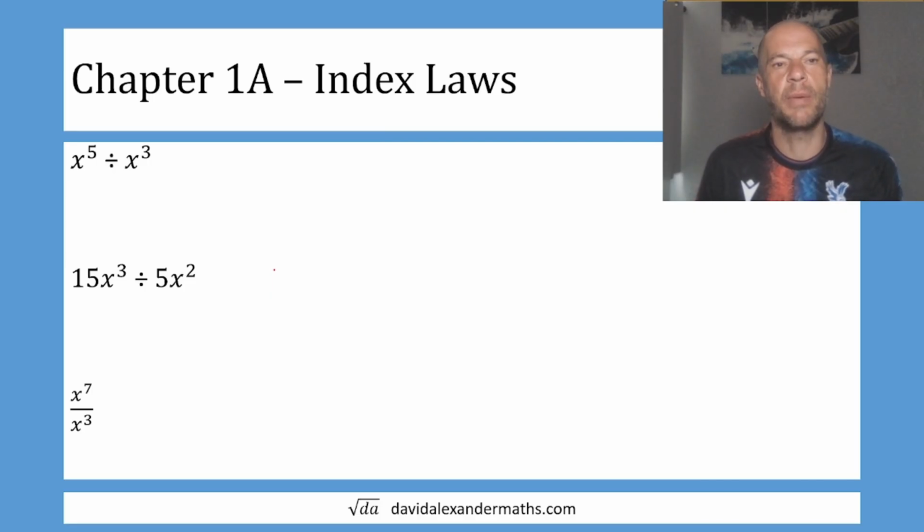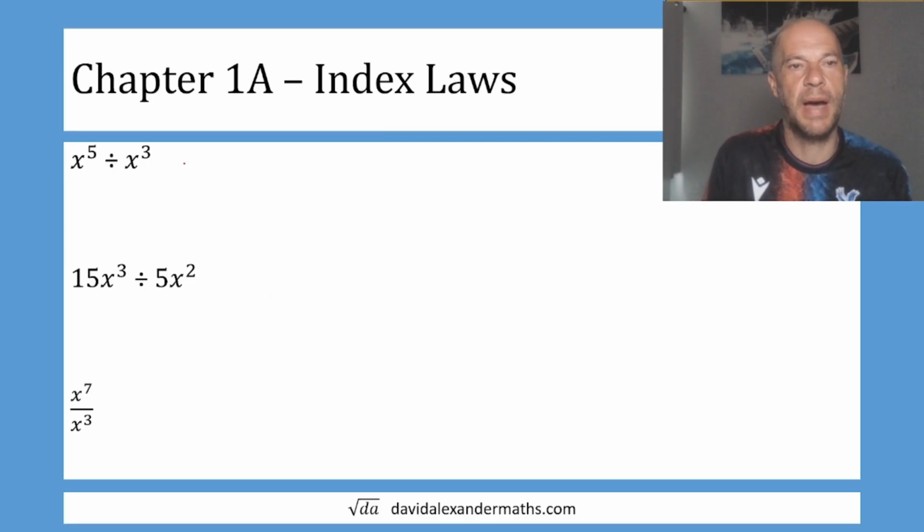So when we multiply, we add the powers. When we divide, we subtract the powers. So x to the 5 divided by x cubed is x to the power of 5, take away 3, in other words, x squared. Again, nobody would ever write x to the power of 5 take 3, just x squared.